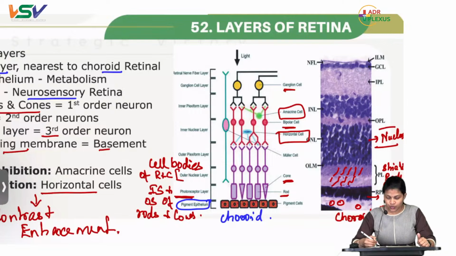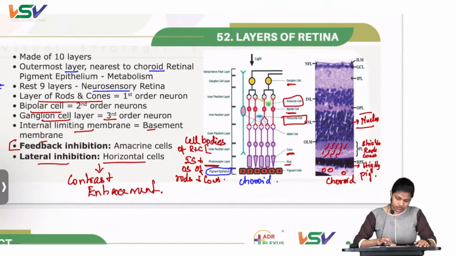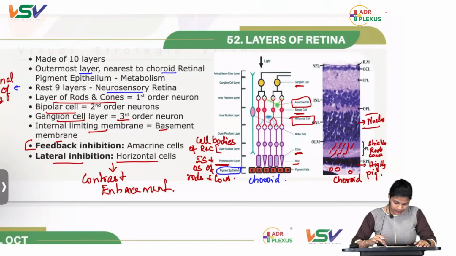So choroid will have lumens, highly pigmented is RPE, retinal pigment epithelium, striations will be rods and cones, and next comes the nuclear layer, which is the outer nuclear layer, which is the cell bodies of the rods and cones. So this is about the layers of retina.